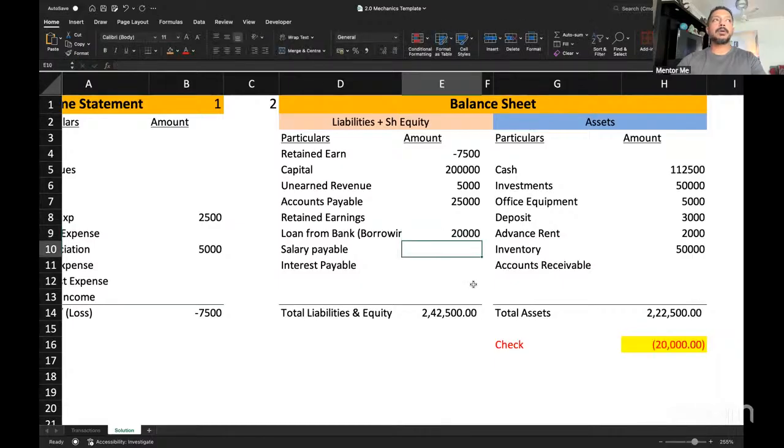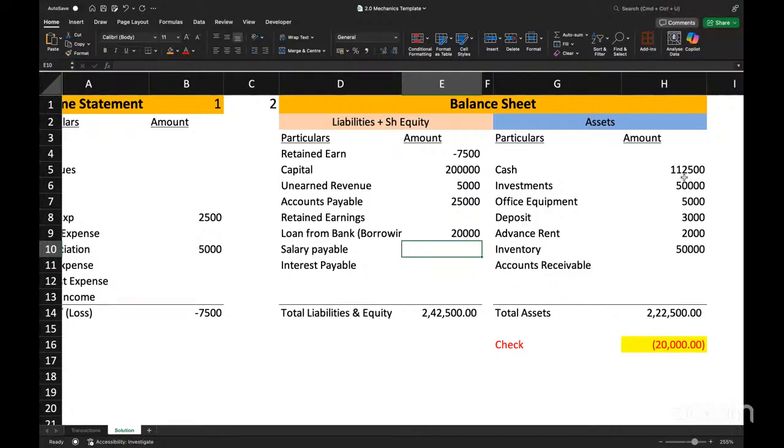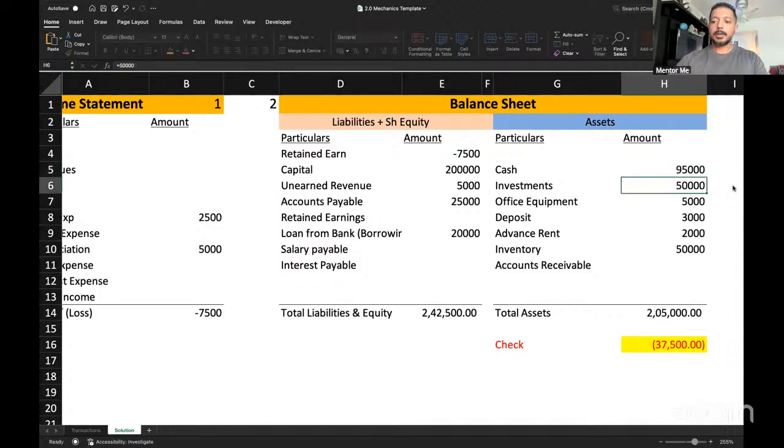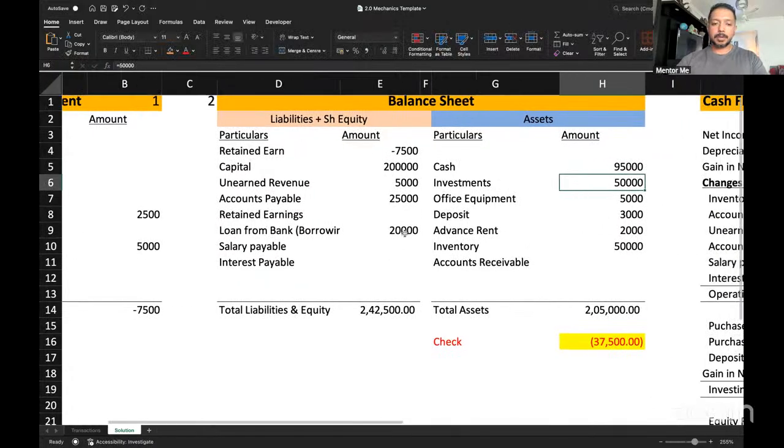But what could be the counter entry? What increases? Don't think too complicated. Whenever we take a loan, what happens to the bank account? Cash increases. Correct? Bank is cash, right? So again, okay, what happened?